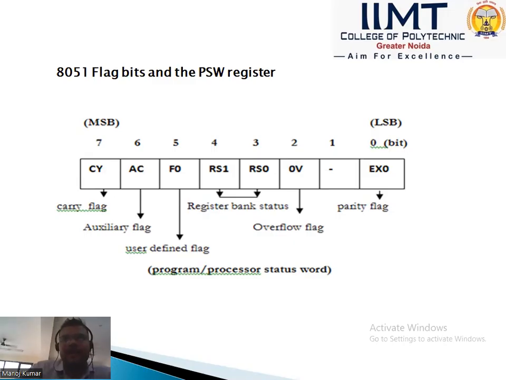This is the parity flag. Now an example of the overflow and auxiliary flag. The overflow flag is set when two binary numbers are added and the result overflows because the number is too large. This is called the overflow flag.